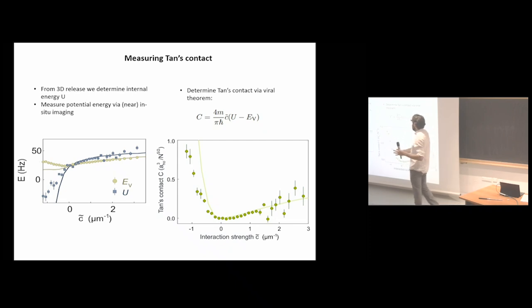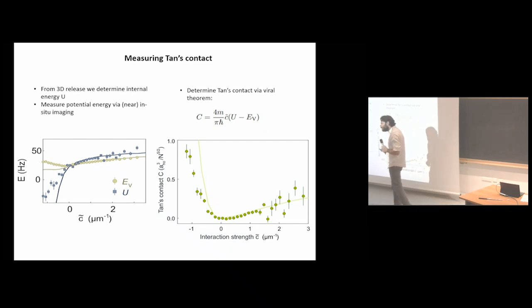We have this method to extract the binding energy. We can extract all other energy terms and use the virial theorem to get a value for the contact. You can see that the contact tracks the theory for the attractive side, and then for the repulsive side we have some deviation. The deviation gets stronger and stronger when we push interactions, stronger in modulus.